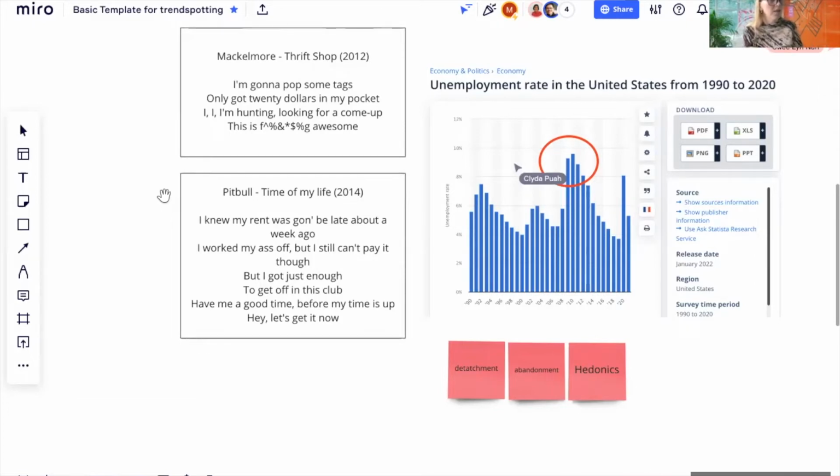I'm gonna pop some tags. I got $20 in my pocket. I'm hunting, looking for a come up.